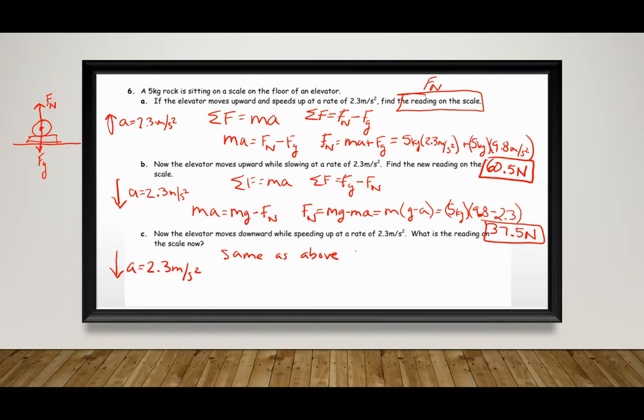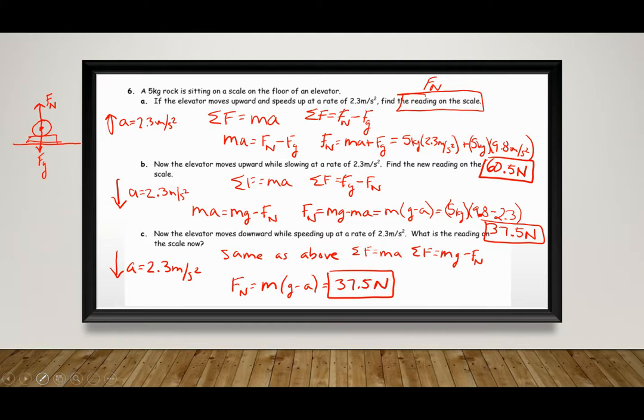I end up getting my sum of forces equals mass times acceleration. And I also end up getting that my sum of forces is equal to mass times gravity minus normal force. So in that case, my normal force is equal to mass times gravity minus acceleration, which ends up giving me my same value of 37.5 newtons.